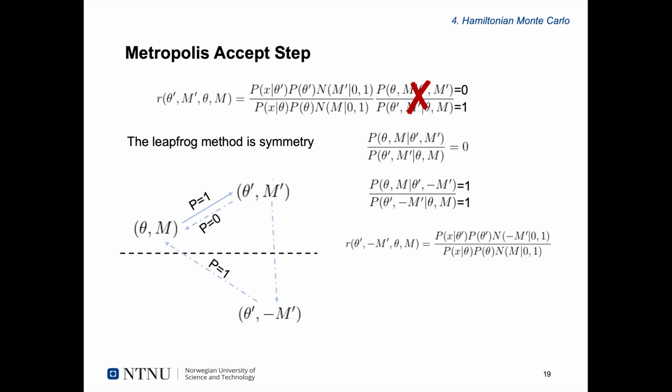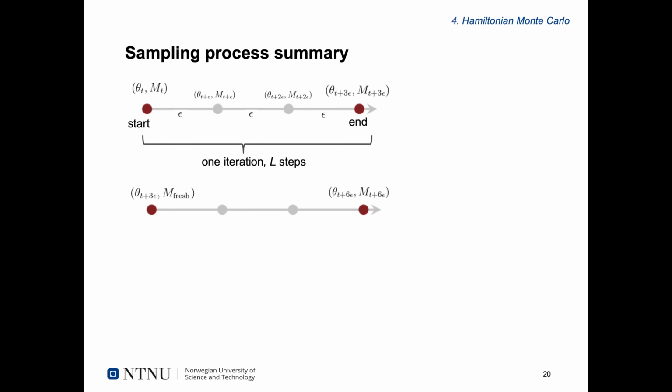The rest of the Metropolis accept step is to compare the value of R to a uniform random number U. If R is larger than U, we keep the proposal as theta primed, minus m primed. Otherwise, we stay at the current state. To summarize the sampling process, look at these two diagrams we used to introduce the leapfrog method. At the end of each iteration, we have a proposal. We flip the sign of m in the proposal and then evaluate the proposal with the Metropolis acceptance rate. If we accept it, we save the sample theta, minus m and use it as our current state.